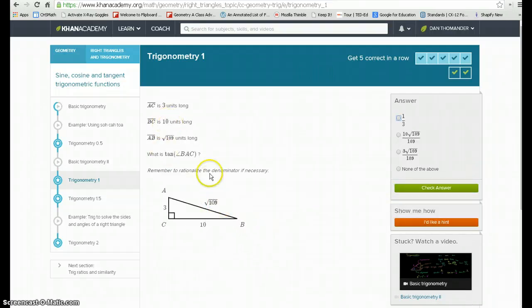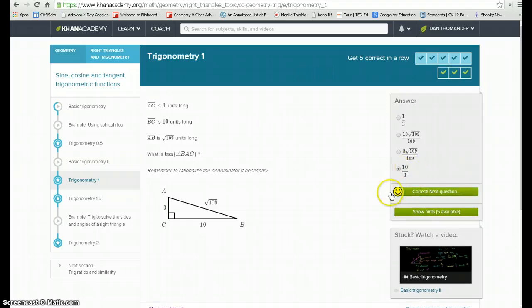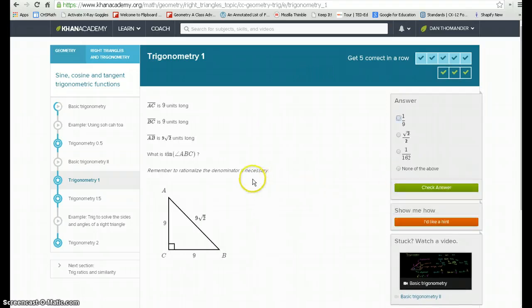Here we have the tangent of BAC. So it's from angle A, then it's opposite over adjacent. So 10 over 3. None of the above. There it is, 10 over 3. The next one. What is the sine of ABC? Sine of ABC is, let's see, from angle B. Sine is opposite over hypotenuse, so it's 9 over 9 root 2.